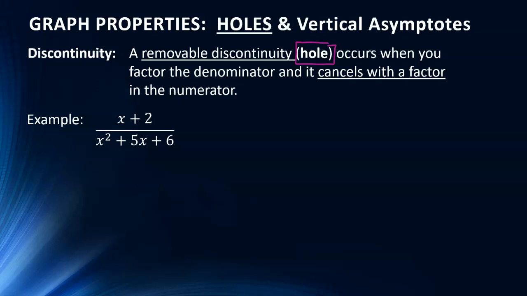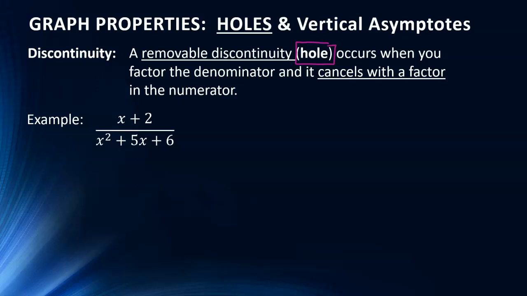Now, this is a discontinuity that's called a removable discontinuity. Another name that we call it is a hole, and that occurs when you factor the denominator and it cancels with a factor in the numerator. So let's look at this first example. Here we have x plus 2 divided by x squared plus 5x plus 6.